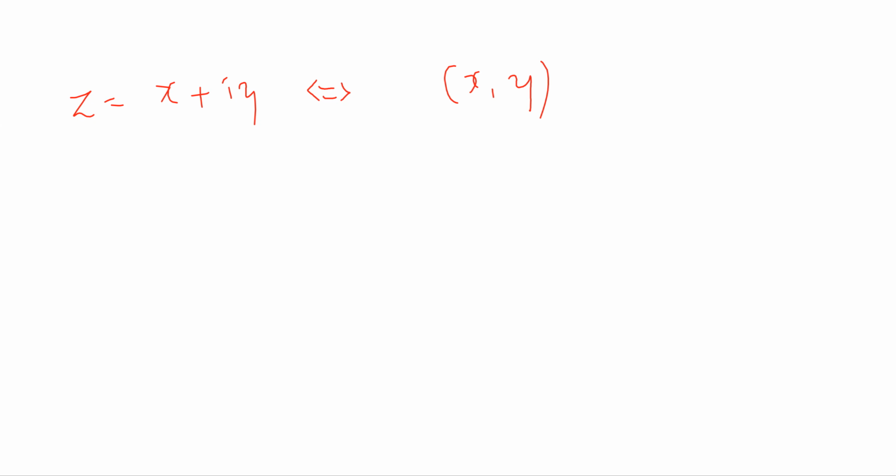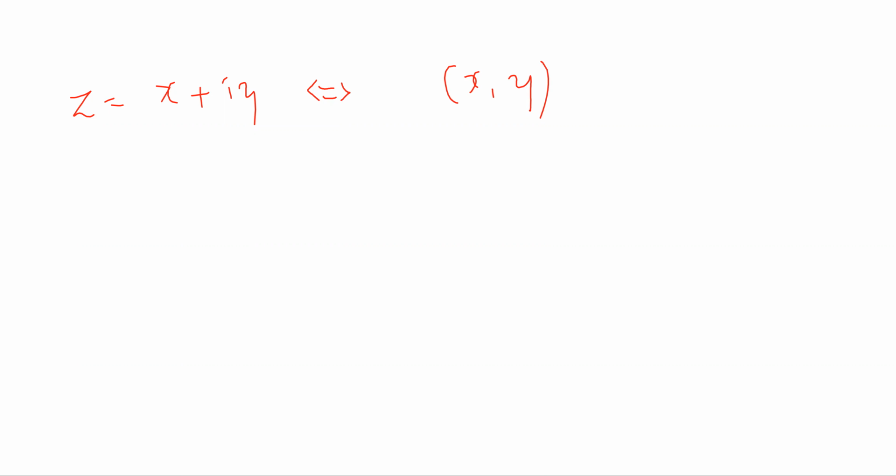Once you come to vectors, that will be a three-dimensional number, right? So you can represent the vector in terms of an ordered triple as x comma y comma z, which indicates xi plus yj plus zk, right? In a similar manner, the complex numbers can be represented in terms of an ordered pair as x comma y.